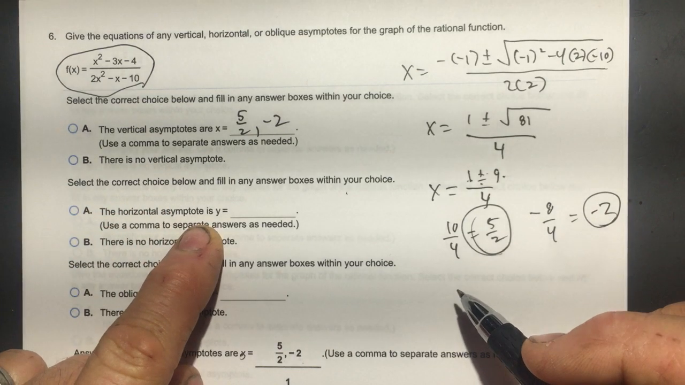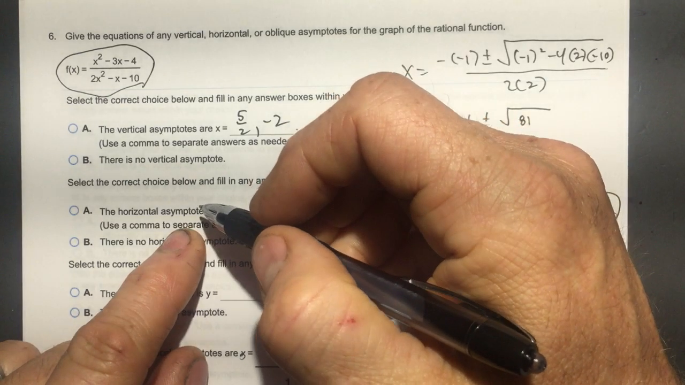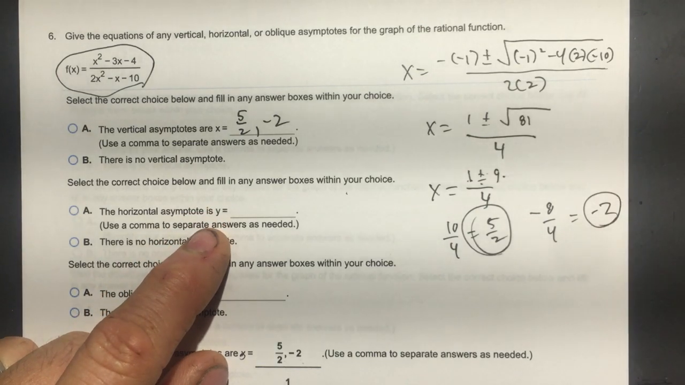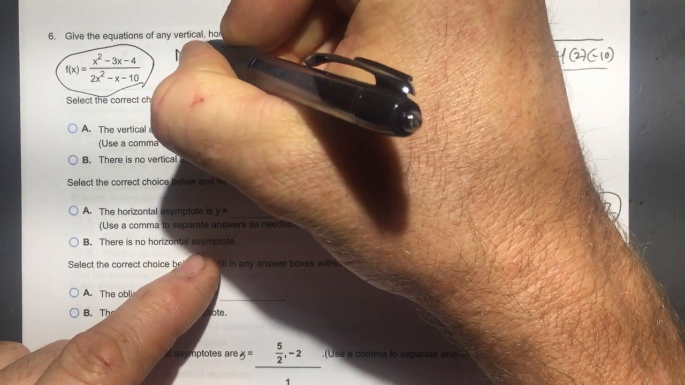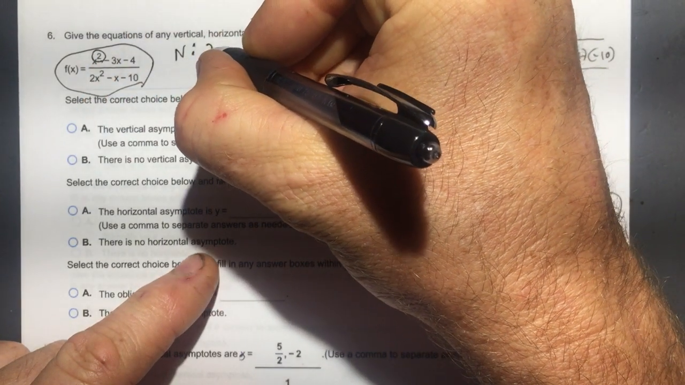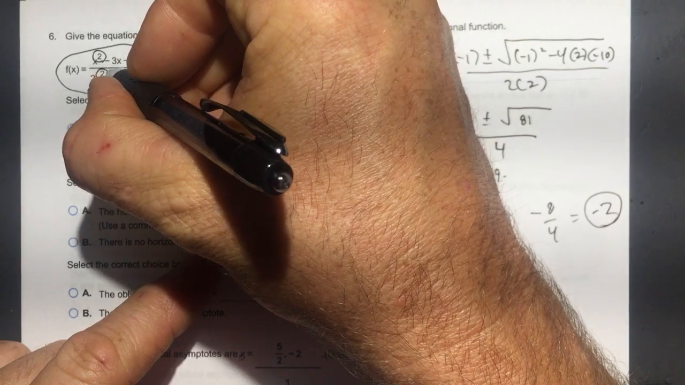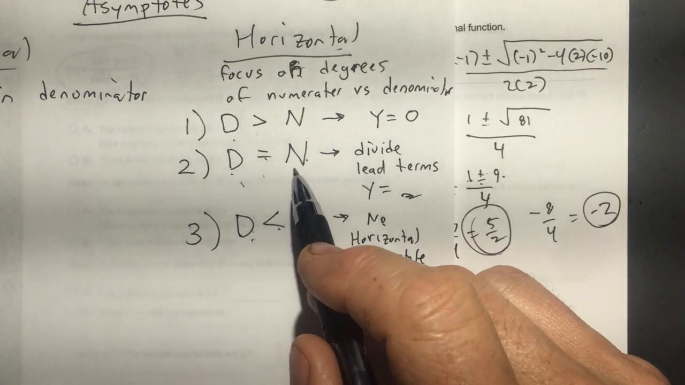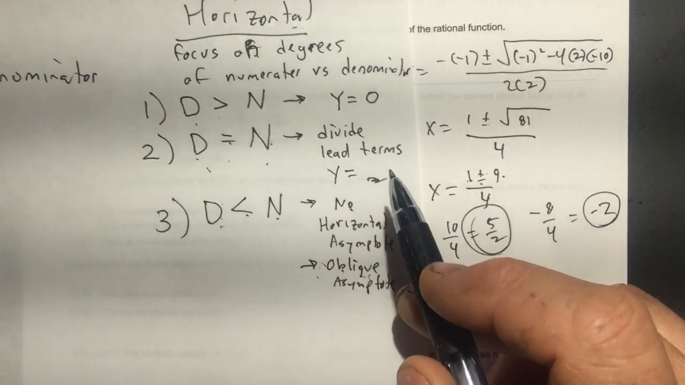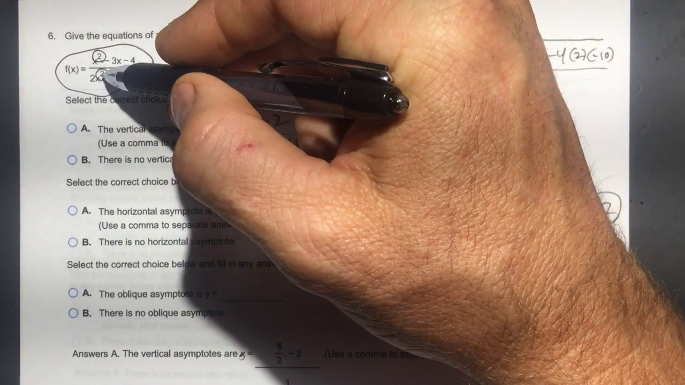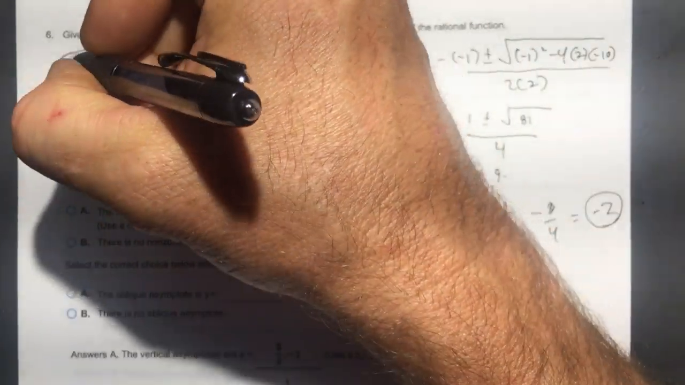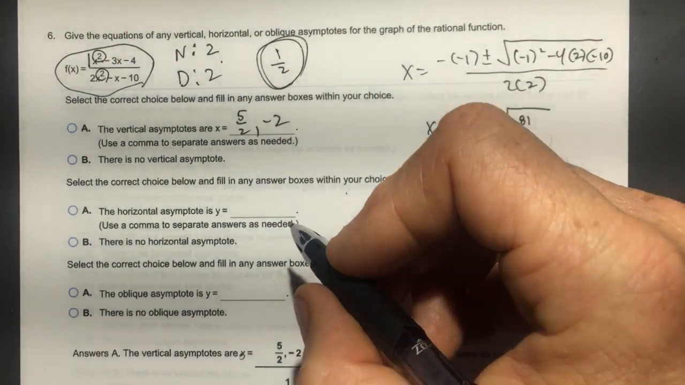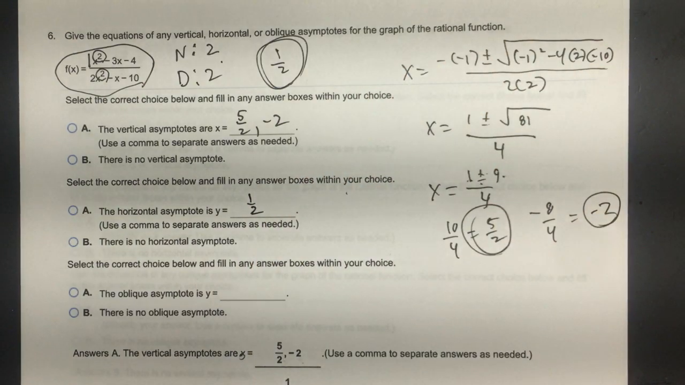Now, my horizontal asymptote. You're only going to have one horizontal. What is it? You look at your degree. My degree in the numerator is 2. My degree in the denominator is 2. They're equal. So go back to these notes here. When they're equal, you divide those lead terms. So we look at the lead terms, the highest ones. This is 1, and that's 2. So I do 1 divided by 2, which is just 1/2. So the horizontal is 1/2.